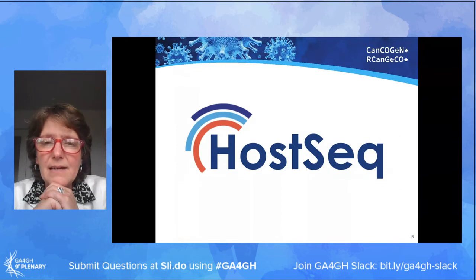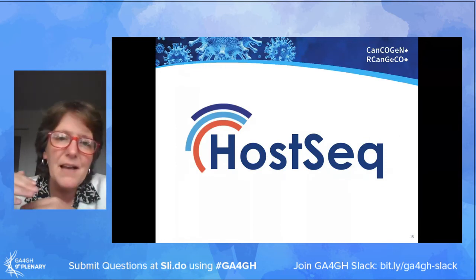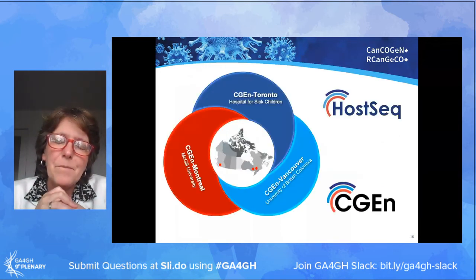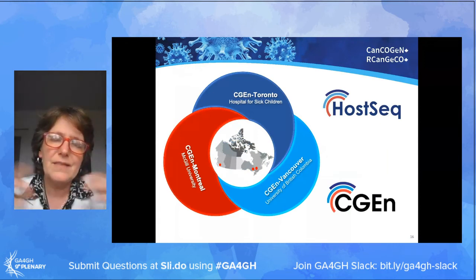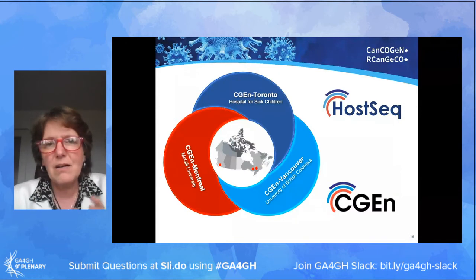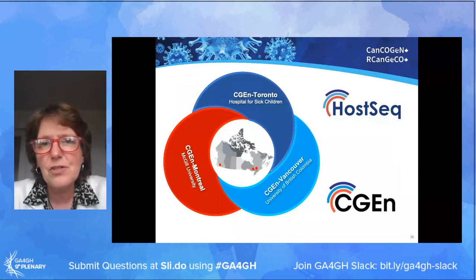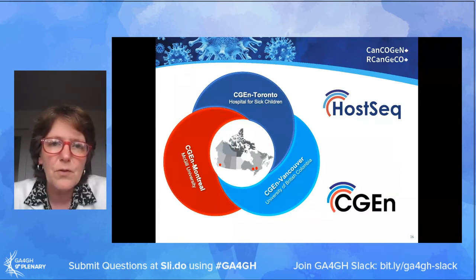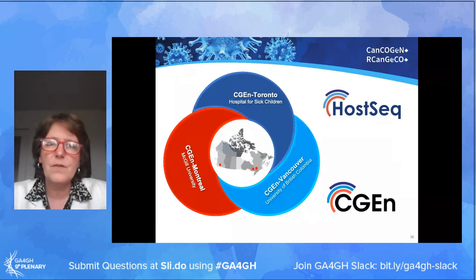we are working in a whole different model. Instead of having the decentralized model with the provincial labs, we're working here with 3 sequencing centers and with CGen, the Canadian Genomics Enterprise, with 3 sequencing centers, one in Toronto, one in Montreal, one in Vancouver, that are generating those whole genome sequences and are capturing the data across the country.